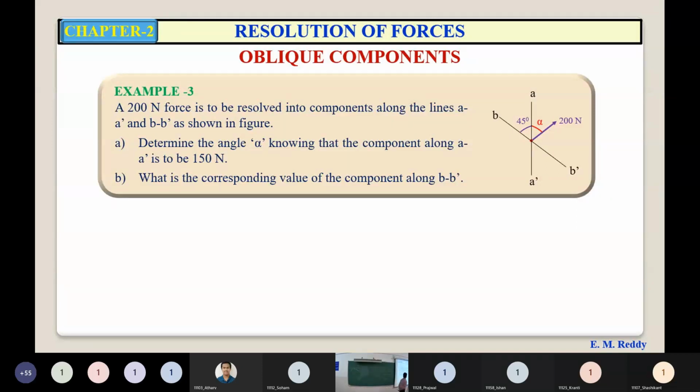A 200 Newton force is to be resolved into the components along the lines A dash and B dash as shown in the figure. Determine the angle alpha, knowing that the component along A dash is to be 150 Newton. And what is the corresponding value of the component along B dash? Here lines A dash and B dash are not perpendicular. So the force is to be resolved into oblique components.